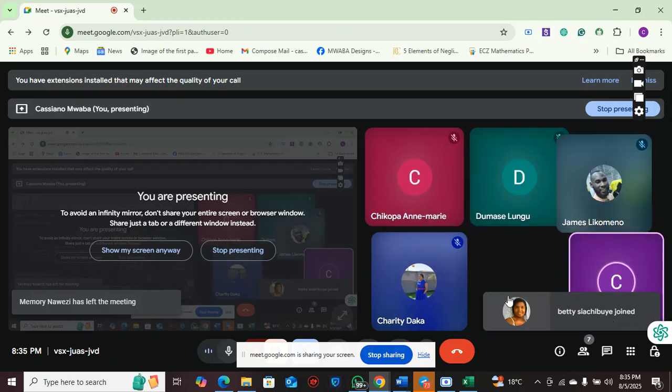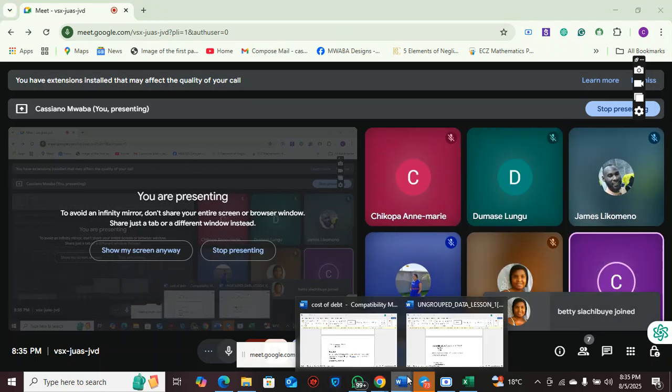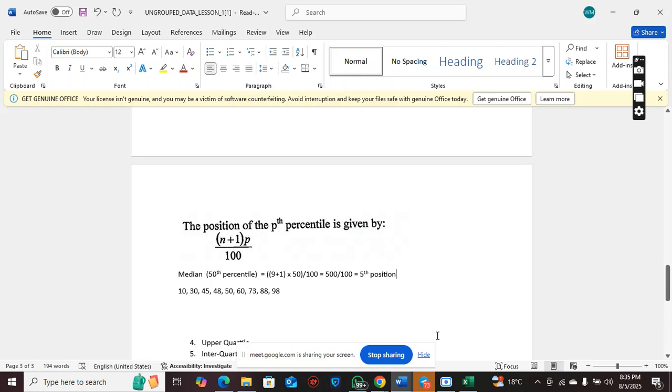The median is located on the 5th position. So you come to your data set here: 1, 2, 3, 4, 5. So this is our median, the 5th position there. All right. So we've first split our data set into two equal parts, our lower part and the upper part.